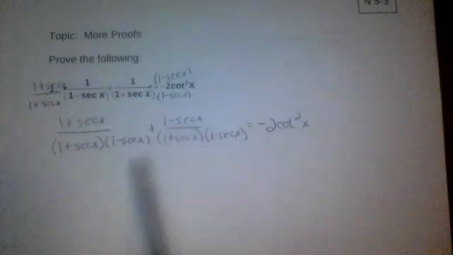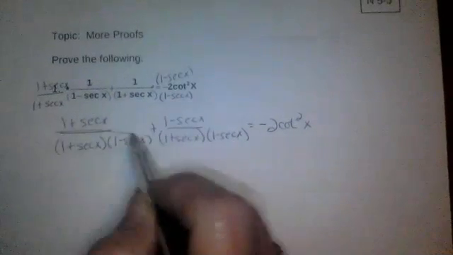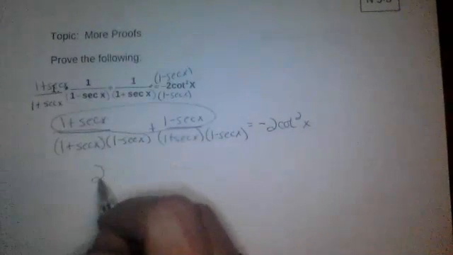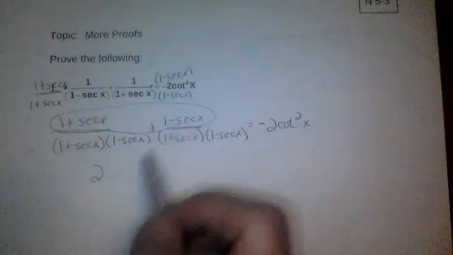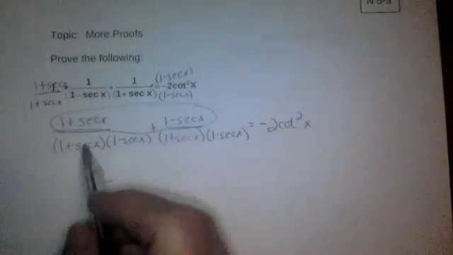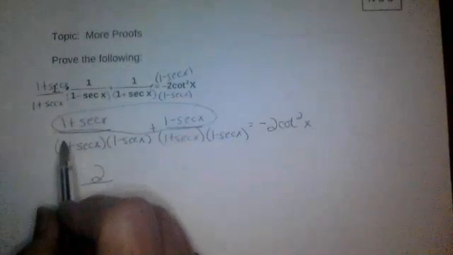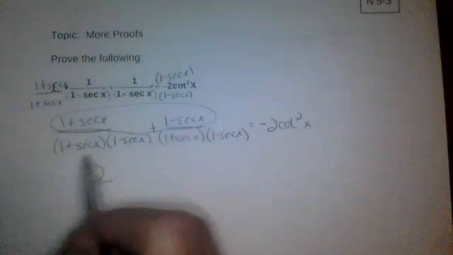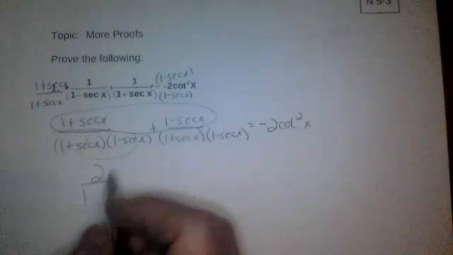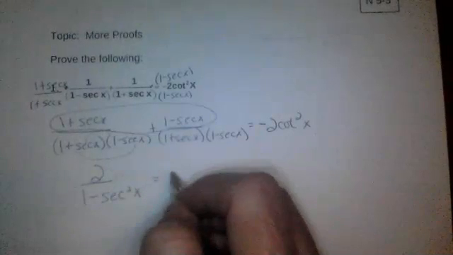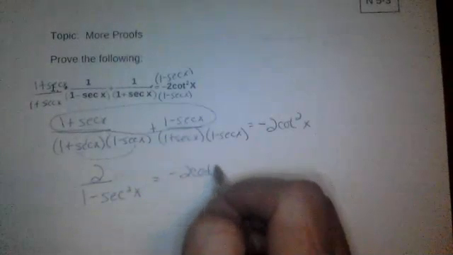Alright, once we have this common denominator, we can add the numerators together. So 1 plus 1 is 2. Secant plus negative secant just goes away. And in the denominator, I'm going to go ahead and multiply these together. So 1 times 1, we get 1. And then plus secant minus secant is 0. And then secant times negative secant would be minus secant squared. So now it's looking a whole lot better.